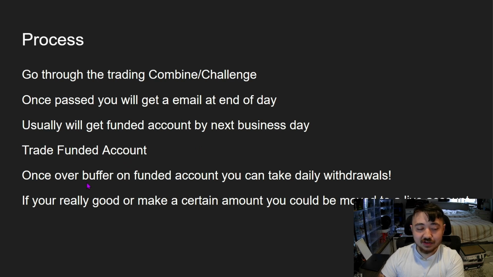And if you do good with the funded account, once over the buffer on a funded account, you can take daily withdrawals. This is what's huge about this prop firm. Daily withdrawals once you're above the buffer in a funded account. If you're really good or make a certain amount, then you can be moved to a live account.